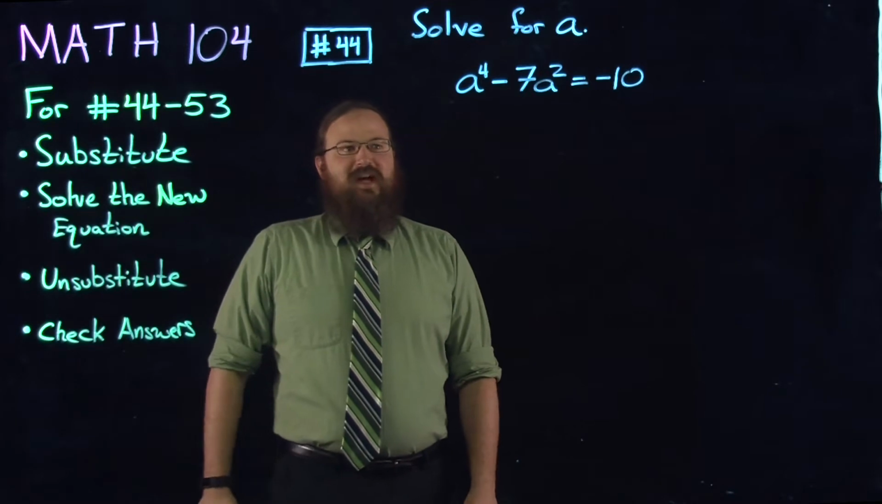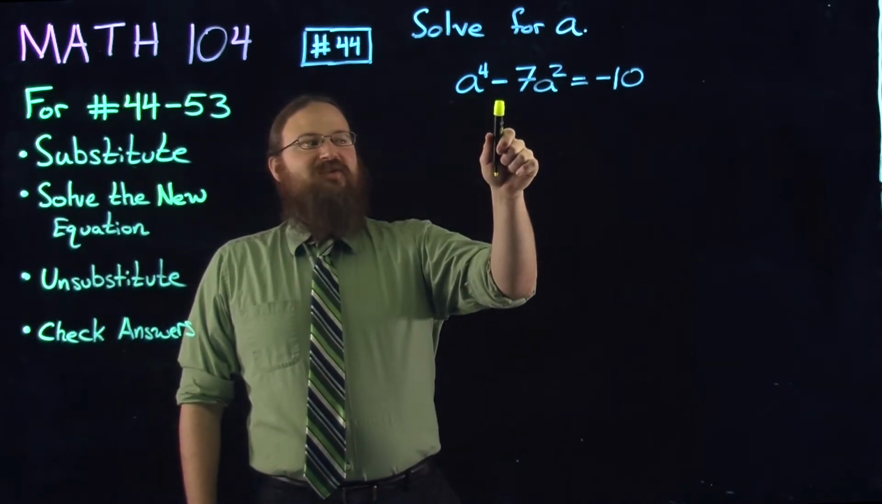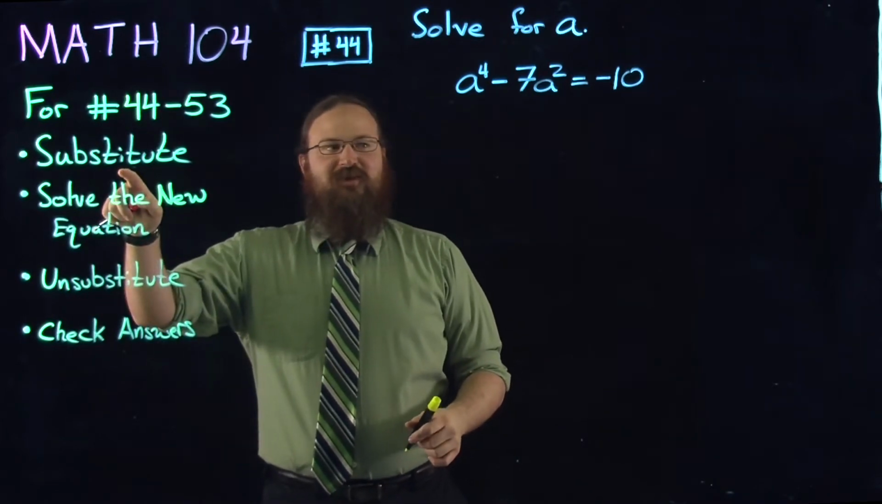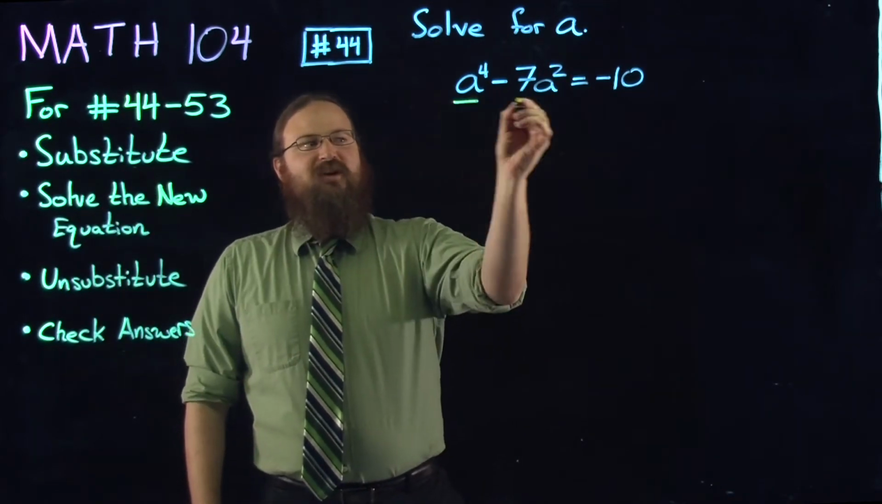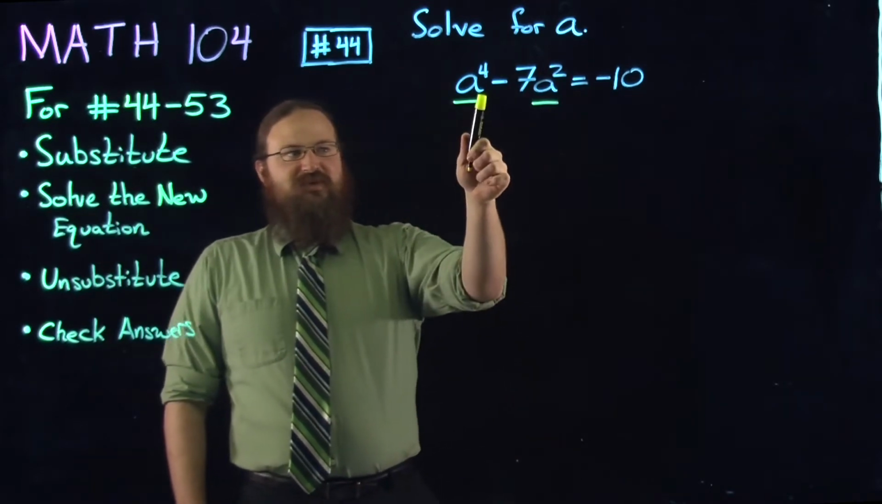Here, we're going to solve for a, and we have this equation in front of us. a to the fourth minus 7a squared equals negative 10. Now, when we're looking for something to substitute, we're looking for relationships between the variables and their power. So I'm going to rewrite this just a little bit.